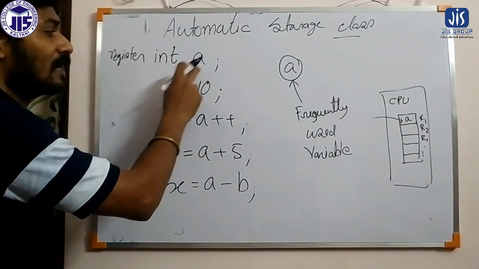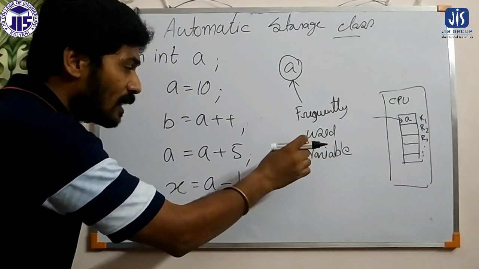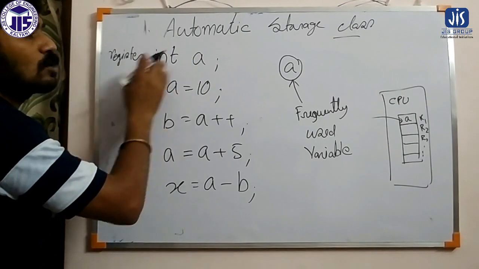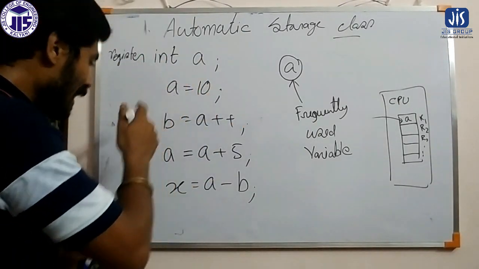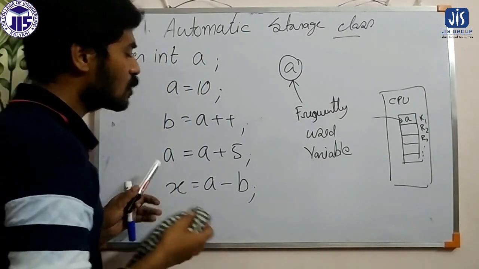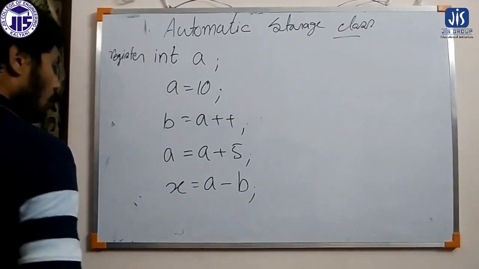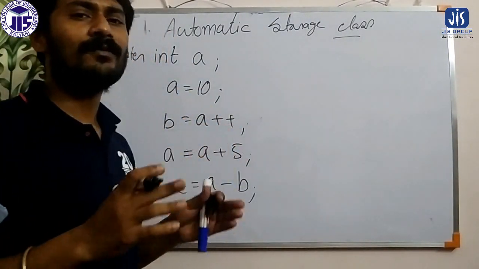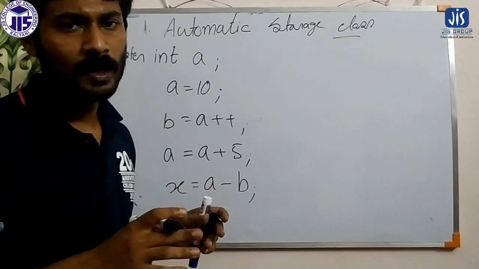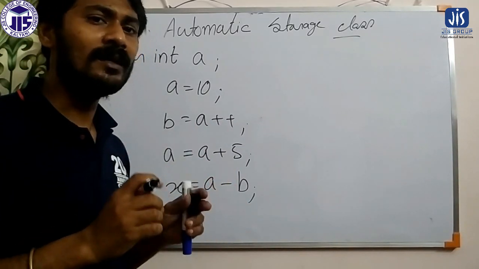That I have done here. A, which is a very frequently used variable, I have used register storage class for this variable. Now why have I used register storage class? Because we all know that registers are faster than the main memory. Registers are faster than RAM.